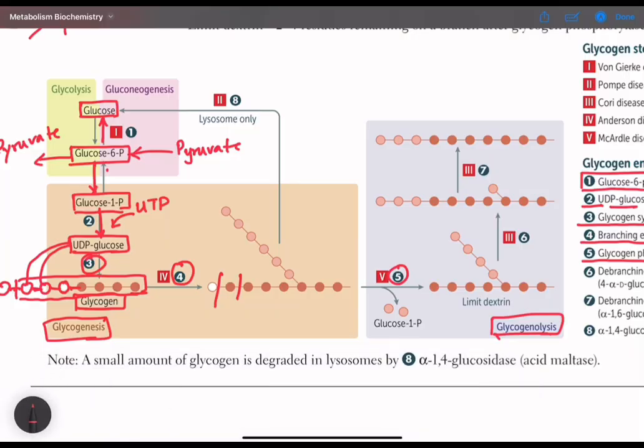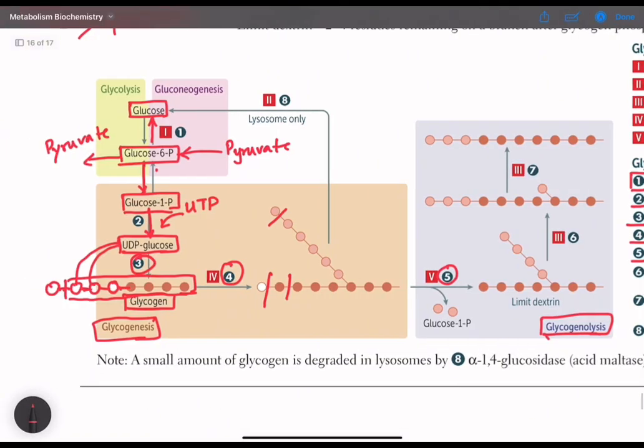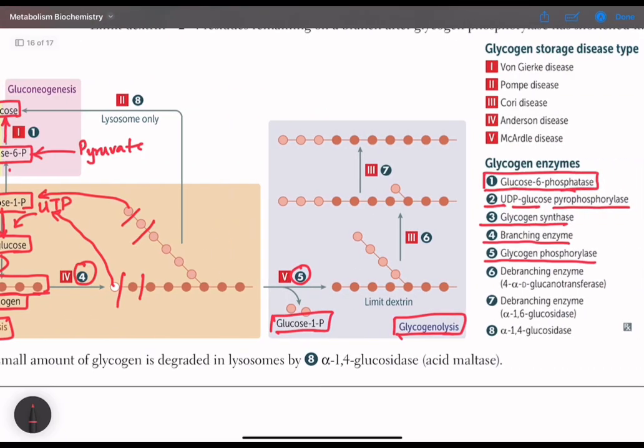One glucose molecule is chopped off. So this is the same. One glucose molecule is chopped off, or glucose 1-phosphate is formed, then another, same over here, and they are converted into glucose 1-phosphate, and the enzyme that performs this is the glycogen phosphorylase.